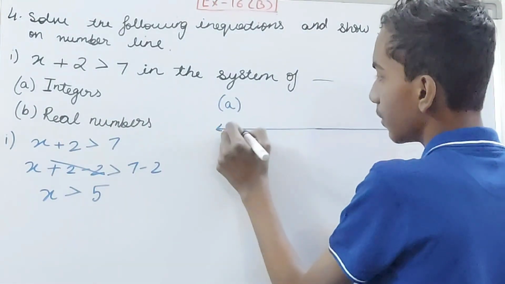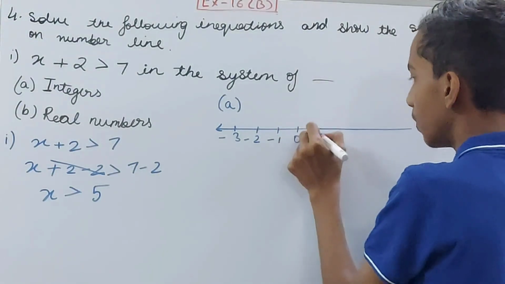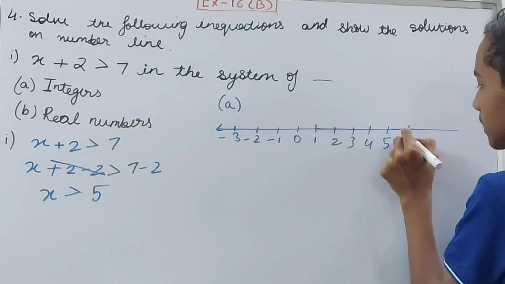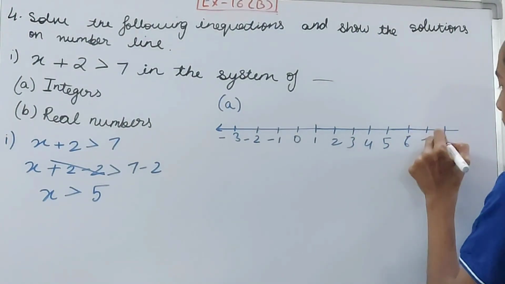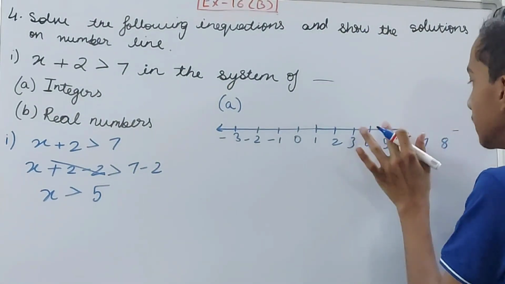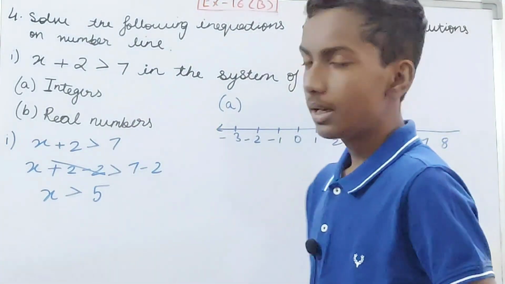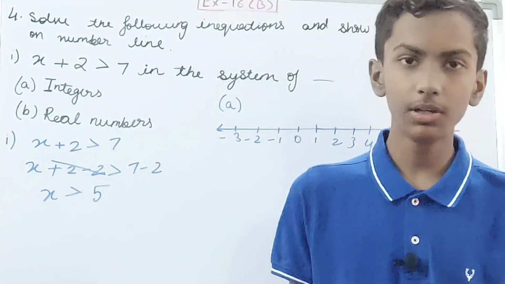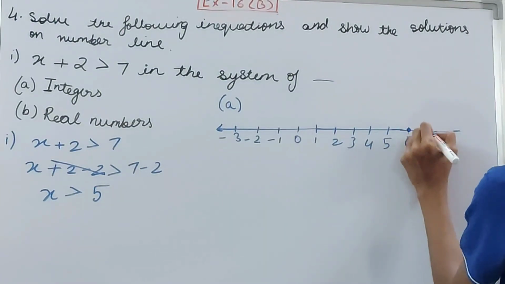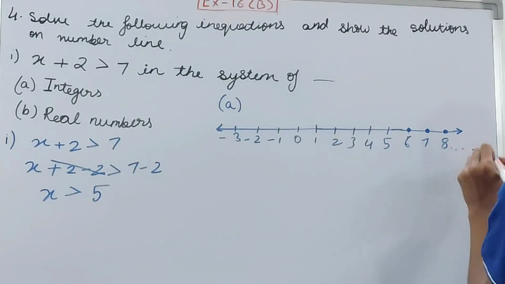Since x is greater than 5, I'll begin here. Let's begin from minus 3, minus 2, minus 1, 0, 1, 2, 3, 4, 5. You have to extend it, 6, 7, 8. Don't put dashes here, just make these lines. When we are marking for integers, I will put dots: one dot on 6, another dot on 7, another dot on 8. You can extend this arrow right here, dot dot dot.